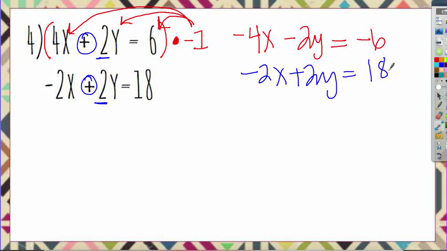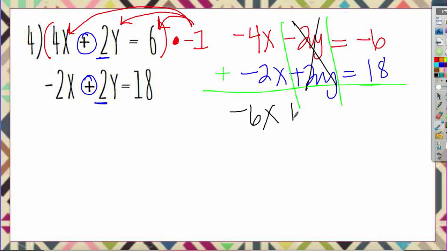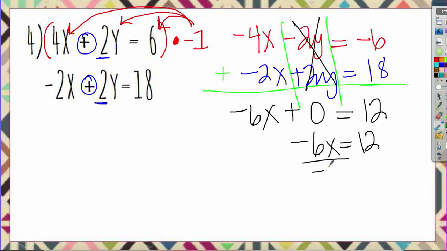And we're still adding together the 2 equations. Negative 4x plus negative 2x is going to give us negative 6x. Negative 2y plus 2y now cancel, that's why we did what we did. Negative 6 plus 18 leaves me with a positive 12. And so if negative 6x equals 12, then when I divide both sides by negative 6, x equals negative 2.